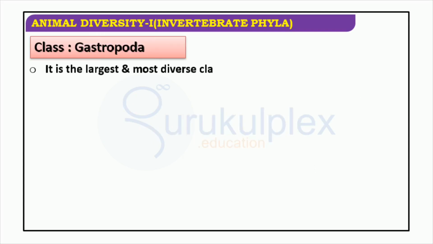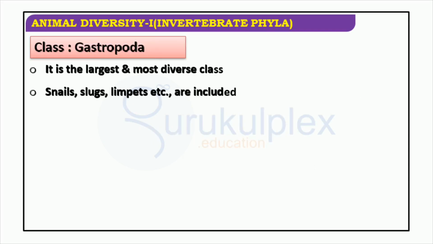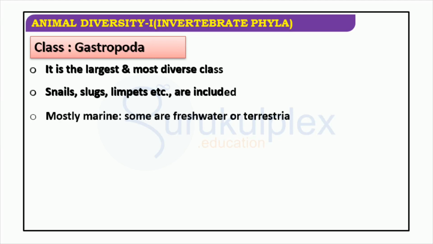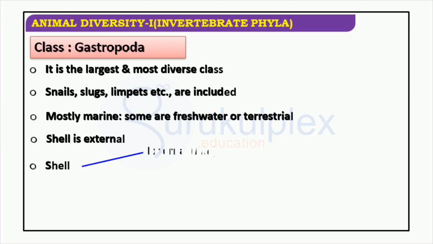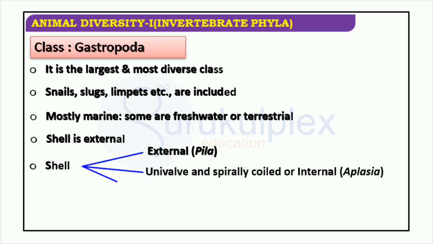This slide focuses on exploring animal diversity of the class Gastropoda. It is the largest and most diverse class of mollusks, including snails, slugs, limpets, and more. The defining characteristic of Gastropoda is the presence of an external shell, except for Aplysia, which is a univalve with a spirally coiled or internal shell.